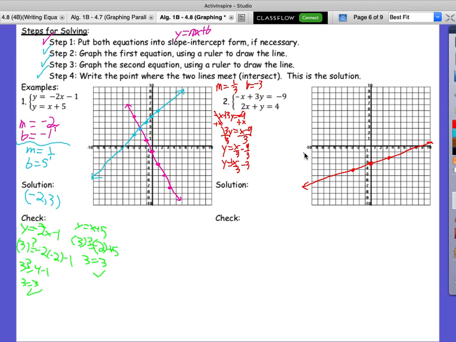Good. Okay, so I want you guys to solve the second equation, okay? So this one, 2x plus y is equal to 4. Go ahead and solve that one for y, identify m and b, and go ahead and graph that one.